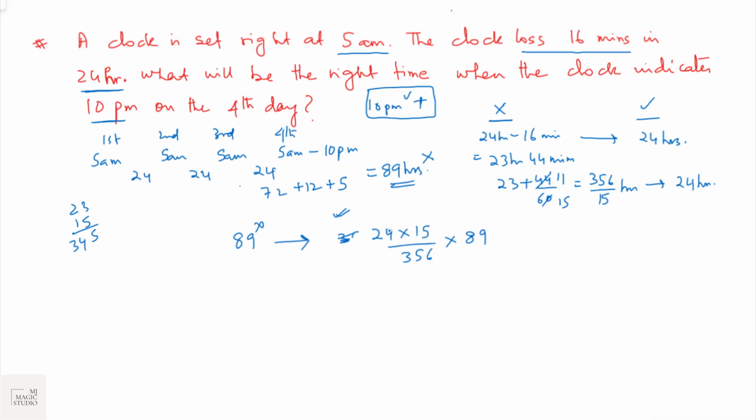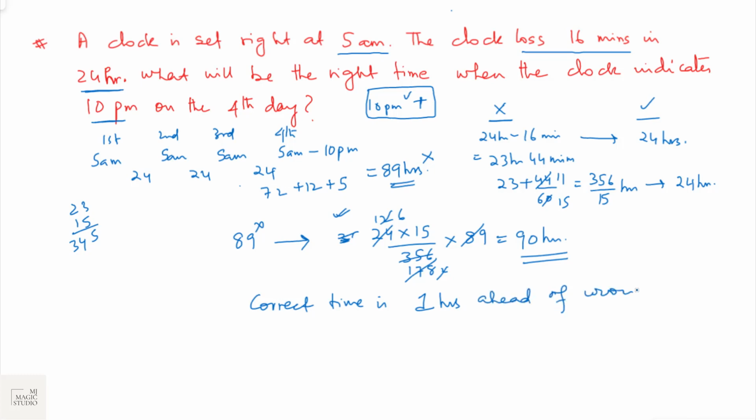On solving, 89 into 2 is 178, and so on. So we are getting 90 hours, exact. So with a movement of 89 hours on the wrong clock, the movement on the correct clock should be 90 hours. That means the correct time is 90 minus 89, 1 hour ahead of the wrong clock time.